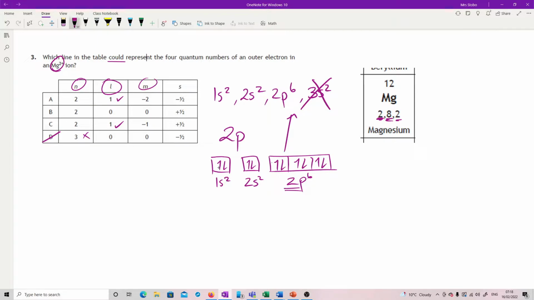Now, the p orbitals are either going to be given as -1, 0, or +1, because you've got 3 different orientations. So I'm down to here now, because these two don't help me. And then you've got a potential spin, and the spin is either plus or minus. So any of these could have been right. So the correct answer must be C. Okay.